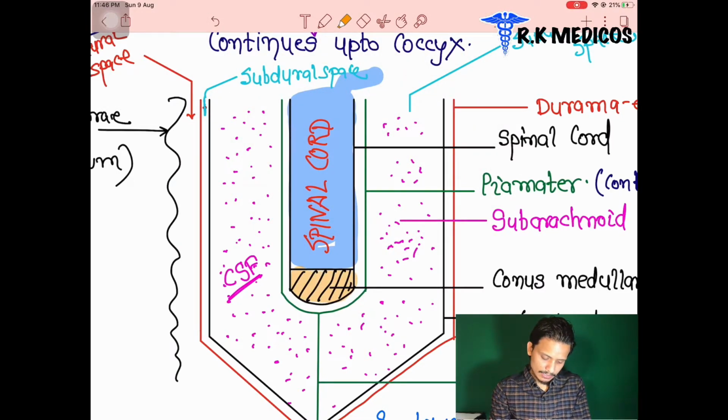Conus medullaris is the terminal part of the spinal cord. This is the terminal part here. You can see, or you can imagine, this is the terminal part here. So this is the terminal part of the spinal cord, that is conus medullaris.